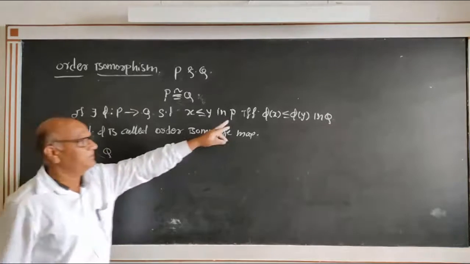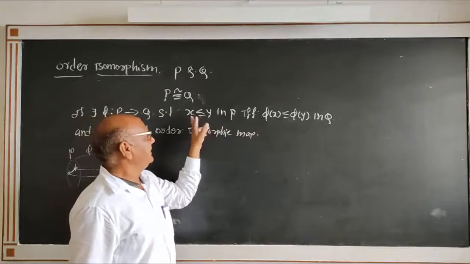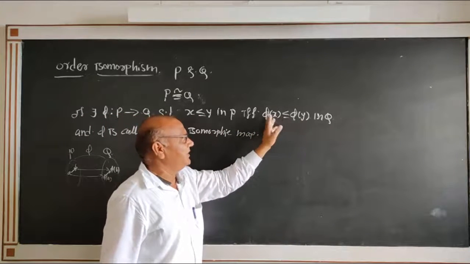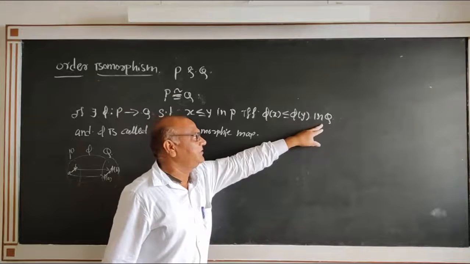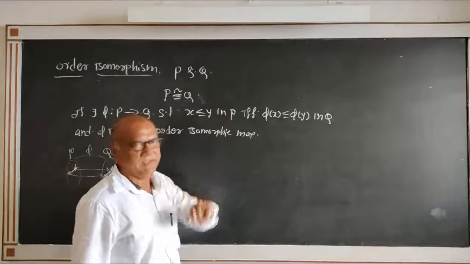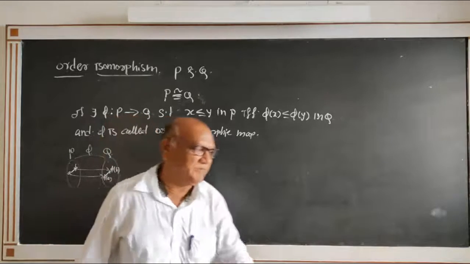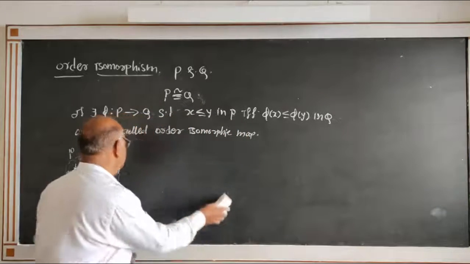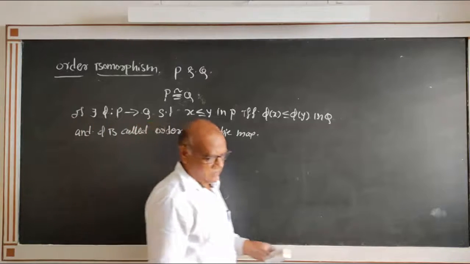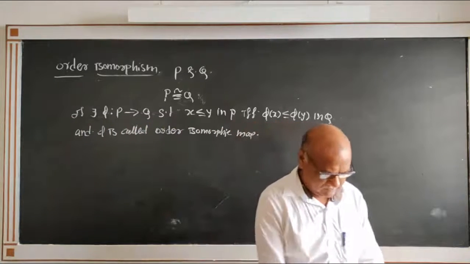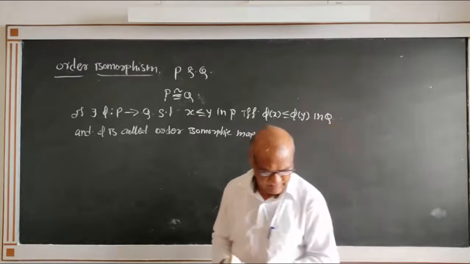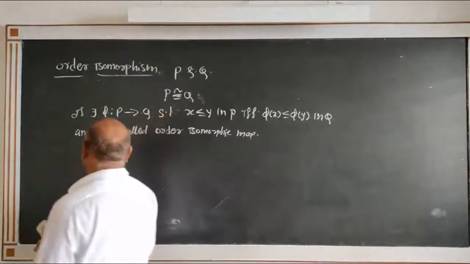If and only if this is satisfied, x related to y, then phi of x related to phi of y. Or if phi of x related to phi of y in Q, then x must be related to y in P. Then these two partial order sets are order isomorphic. An order isomorphic map is always bijective.